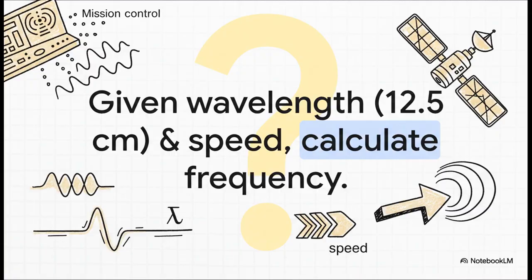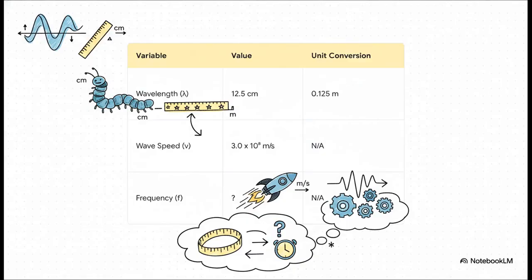Let's get into it. Now, before you start plugging numbers into a calculator, there's a classic trap hiding in this question. You gotta look at your units. The wave speed is in meters per second, but the wavelength is in centimeters. They don't match. So our very first step before anything else is to convert those 12.5 centimeters into meters.